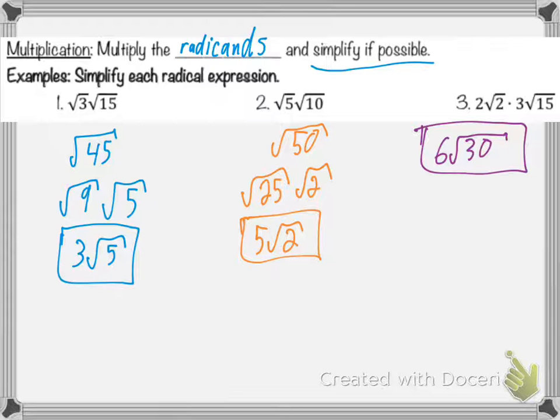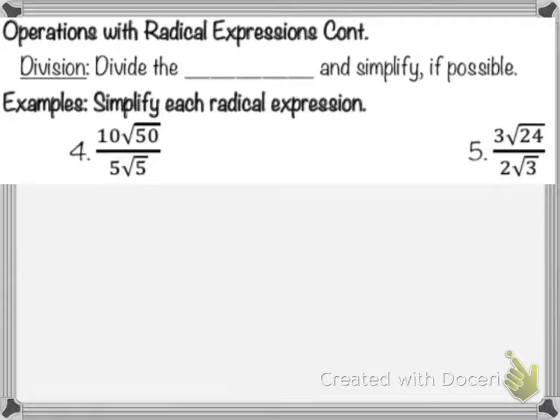Continuing on. We're going to move toward division, okay? So for division, we divide the radicands and then simplify if possible as well. So it's handled very similarly to multiplication, especially how we saw that last multiplication problem is how we're going to solve this number 4, where we have these numbers outside the radical of 10 and 5, and we're going to divide those normally. So 10 divided by 5, well, that can simplify to 2 over 1.